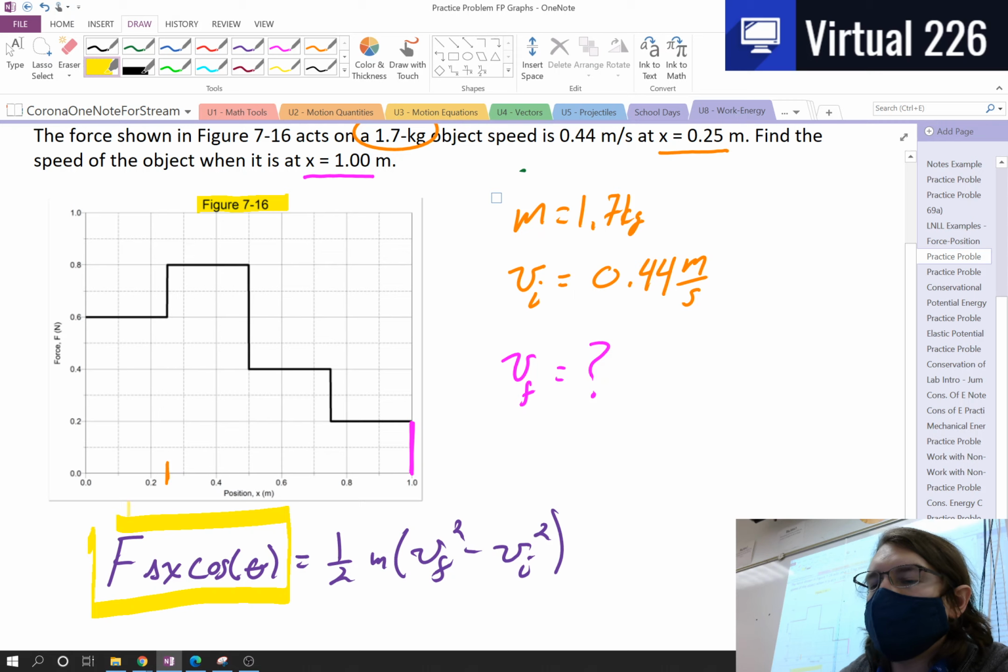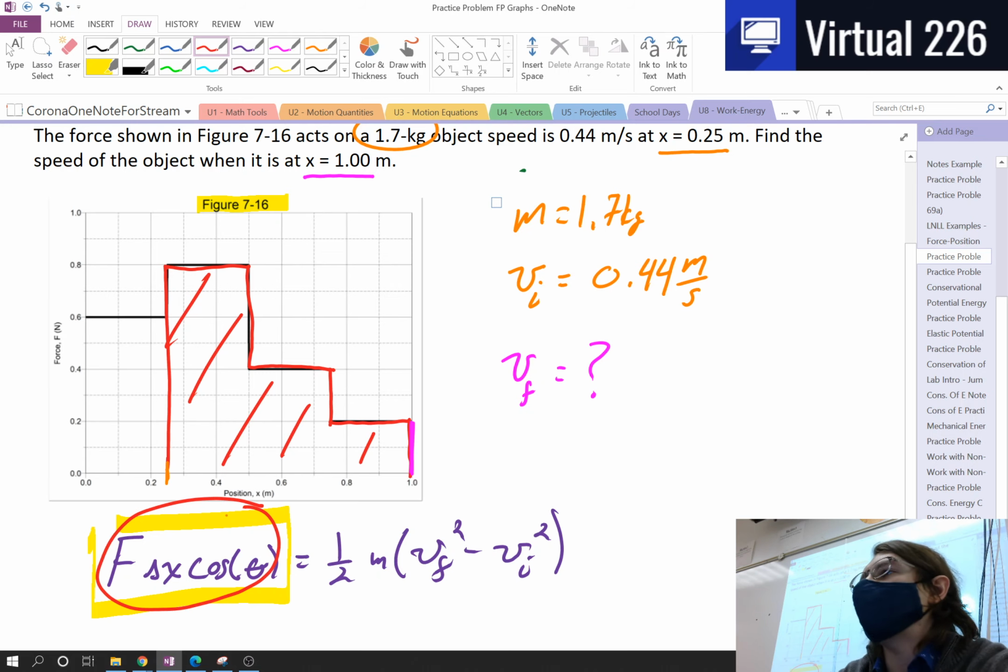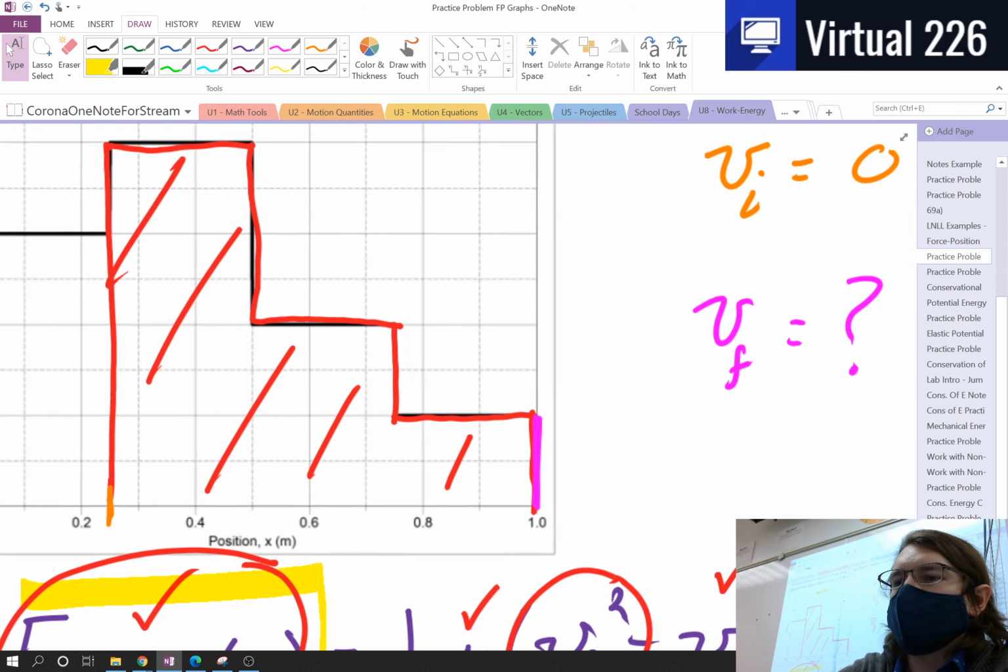What's actually going to be a nicer thing for us to do here is to remember that this entire F delta X cosine theta is equal to the work. And we also know that on a force position graph, that amount of work is nothing more than the area underneath this function, from our initial position to our final position. So if we could find this amount of area, it will be this entire F delta X cosine theta term. And then we could solve this problem, because we'll know the initial velocity, we'll know the mass, we'll know whatever this number is over here, and we can solve for the final. So let's try to figure out what is this area that I've checkered in red over here.